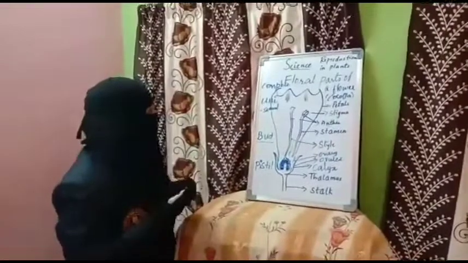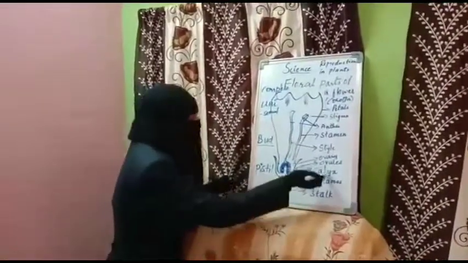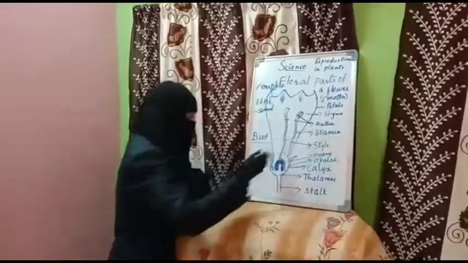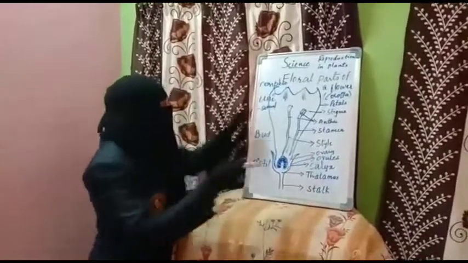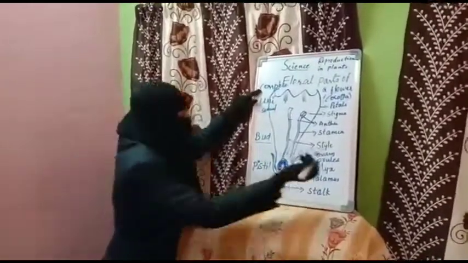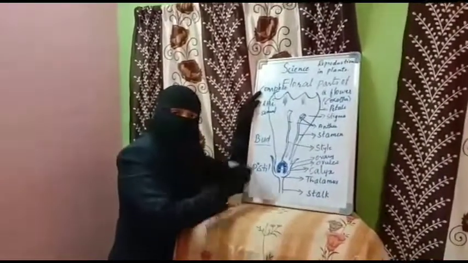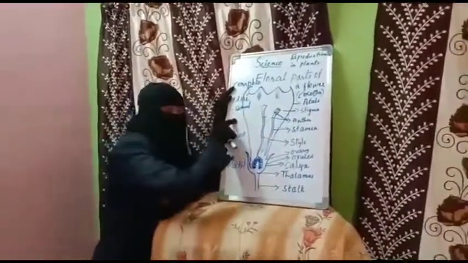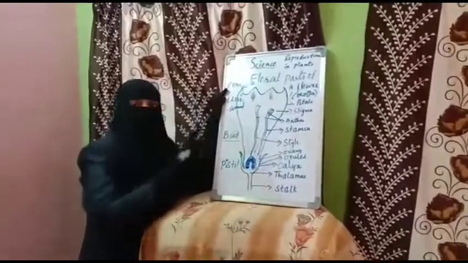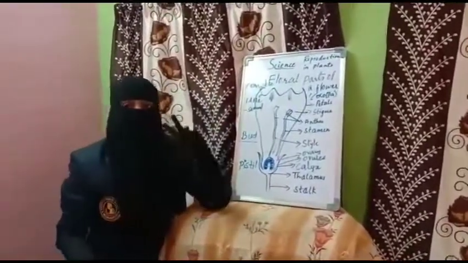Now I have drawn this, right? Calyx is present, corolla is present, stamen is present, pistil is present. So this datura is a complete flower. And here, stamen is present, pistil is also present. That means it contains two parts. Is it unisexual? No, it is bisexual. Uni means one, bi means two.